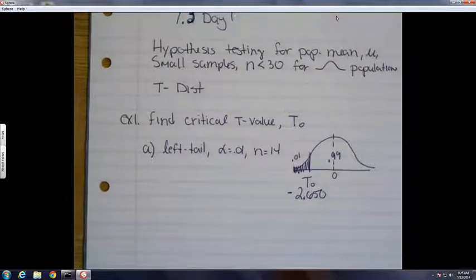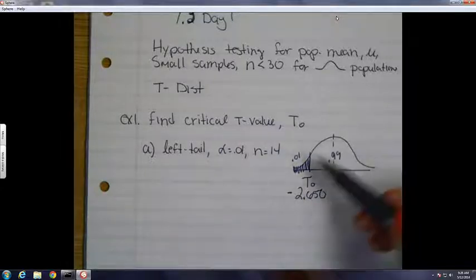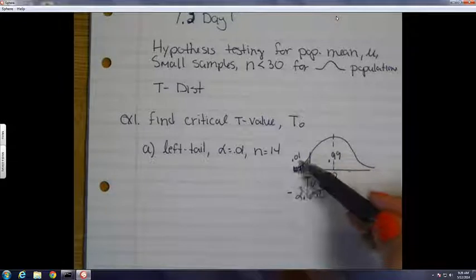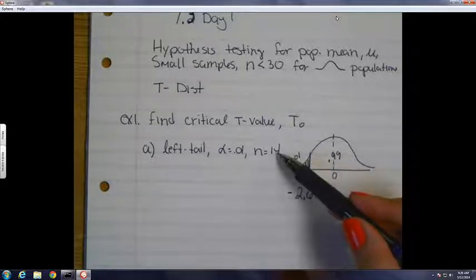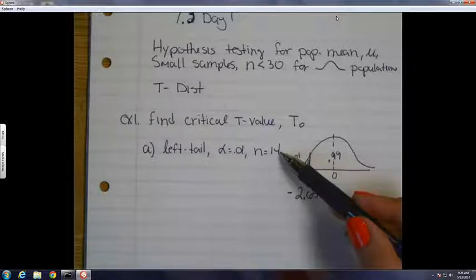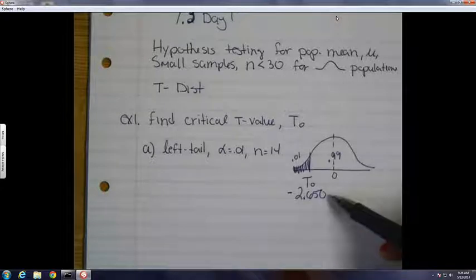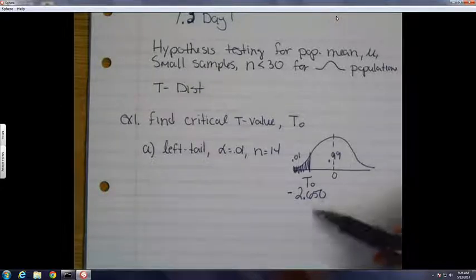Okay, those of you with the IMT, my guess is it's going to be area to the left, 0.01, comma, degrees of freedom, 13. So that's what we looked up. Does it give you negative 2.650? If you have the IMT? Yeah. So it's area left, comma, degrees of freedom, and you're good to go there.